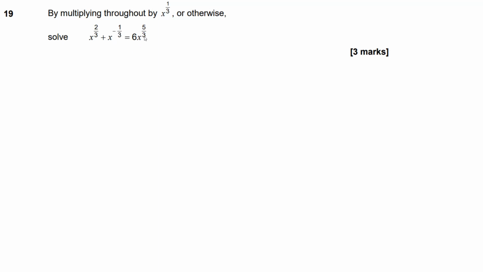Yeah, 6x to the 5 over 3. So 5 over 3, add 1 over 3 is just 6 over 3, and that simplifies to 2. So you've got x plus 1 equals 6x squared. Rearrange, and you can just factorise this.